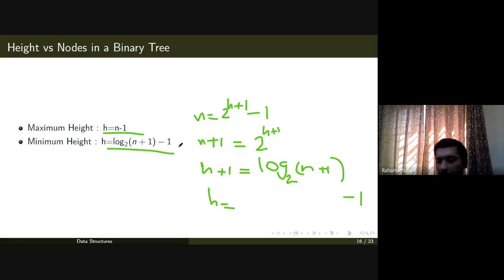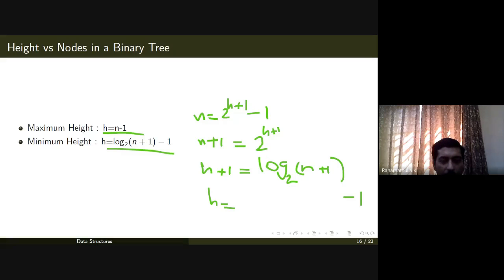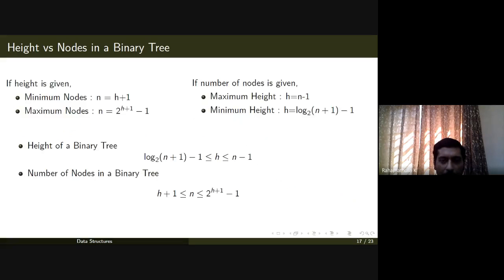So with that we have seen, with some number of nodes, what is the possible maximum height and minimum height. With some particular height, what is the minimum number of nodes possible in a tree, and what is the maximum number of nodes possible in a binary tree. So this is just a summarization. If height is given, minimum nodes is this, maximum nodes is this. If number of nodes is given, minimum height is this and maximum height is this.